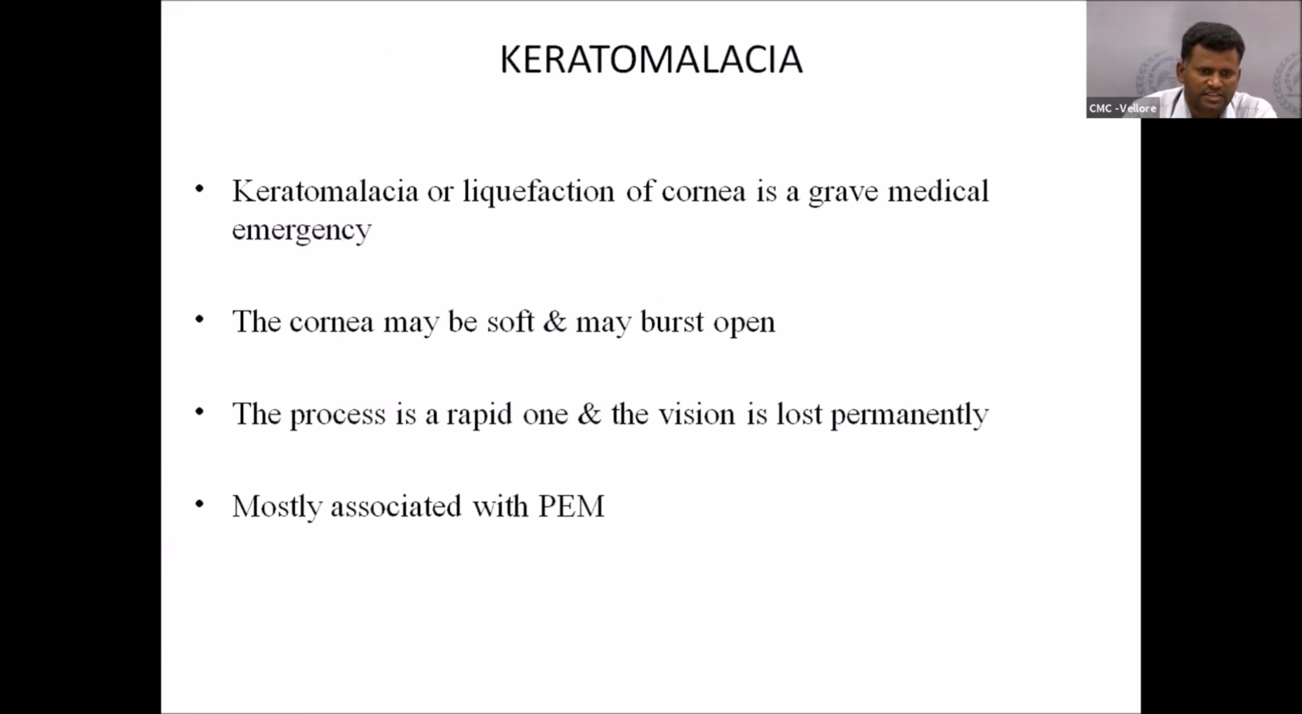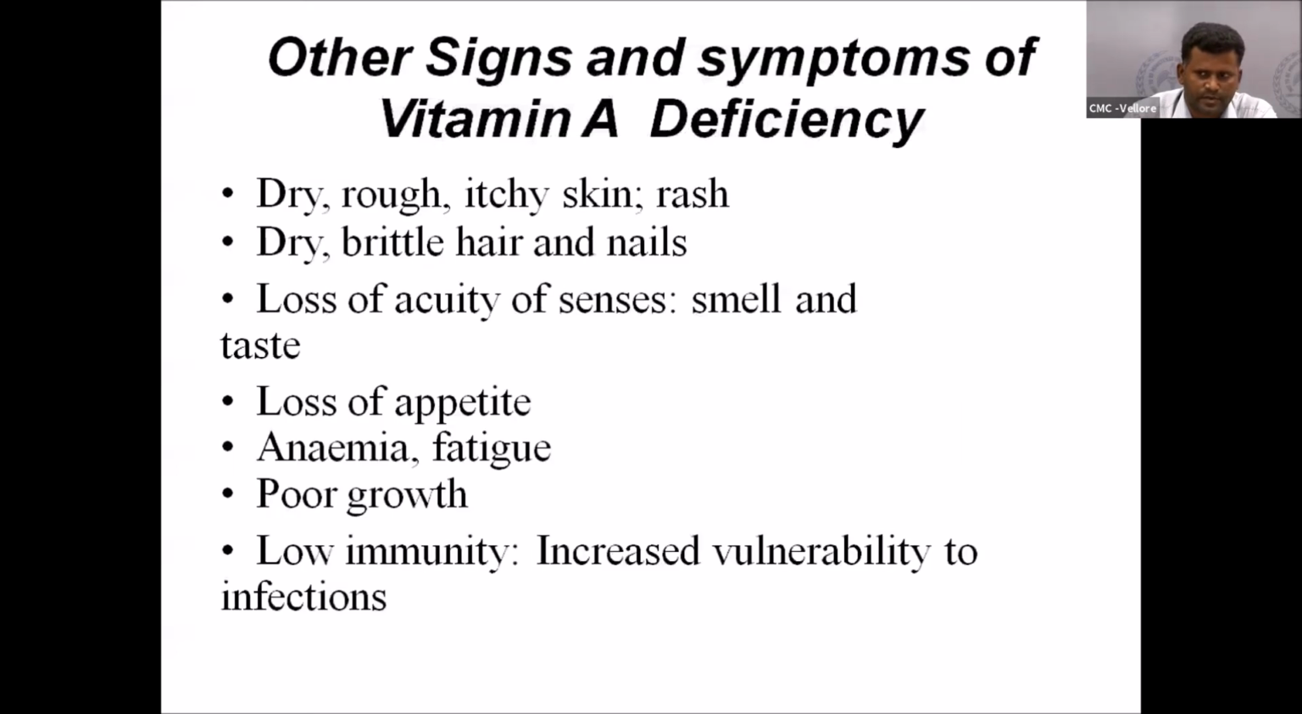It's an ulceration which affects the cornea, and there is a very high risk of losing vision. It is mostly associated with malnutrition. Other symptoms of vitamin A deficiency are dry and rough skin, brittle hair and nails, loss of smell and taste sensitivity, loss of appetite, poor growth and low immunity. Because of that, recurrent infections are common in vitamin A deficiency.